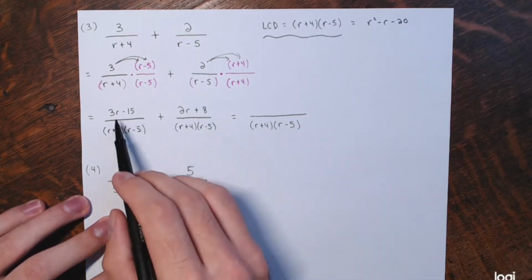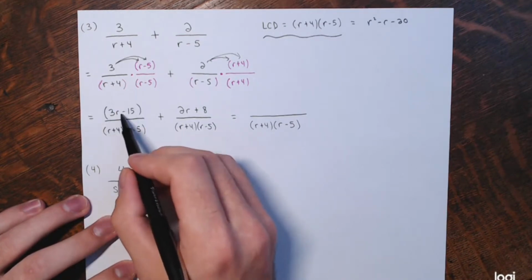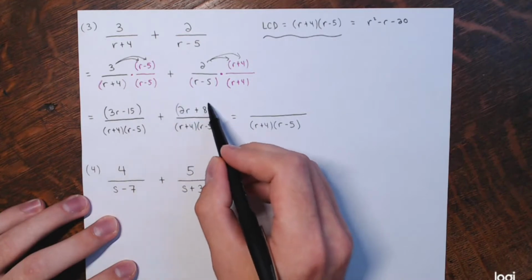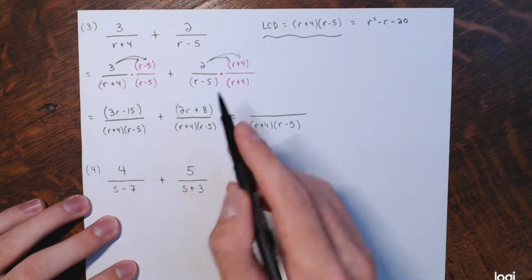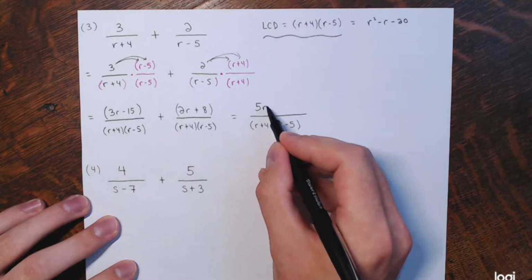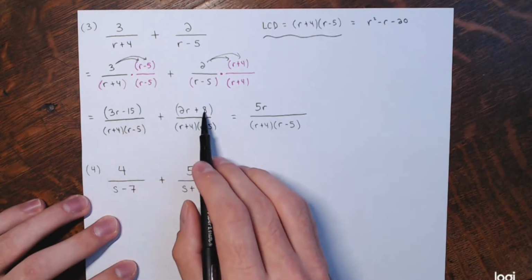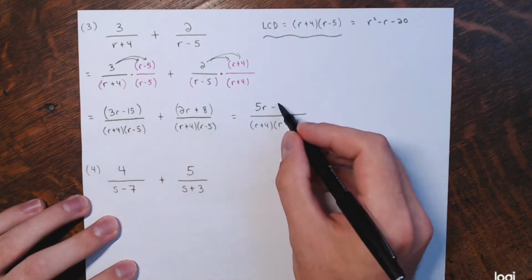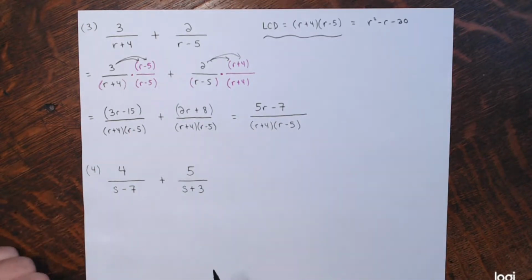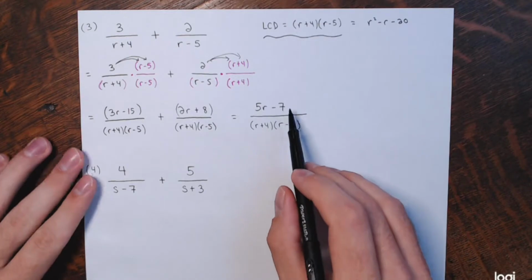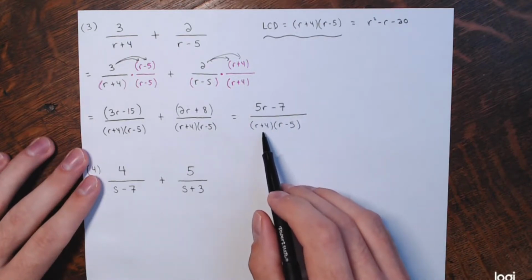And then you're adding these numerators. I'm taking this numerator, 3r minus 15 plus this numerator, and just combining like terms. So 3r plus 2r, that's 5r, negative 15 plus 8 would be negative 7. And then try simplifying, right? So here's the sum. All right, I've got a single fraction now. And then see if you can simplify.